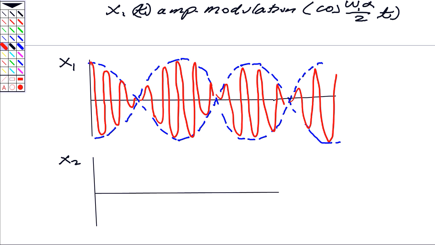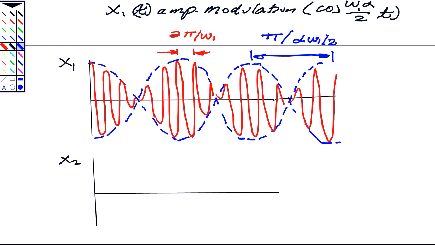So the period that goes along with this signal here is 2 pi over omega 1. The period that goes along with this one here, the actual period from here to here, ends up being pi over alpha omega 1 over 2.